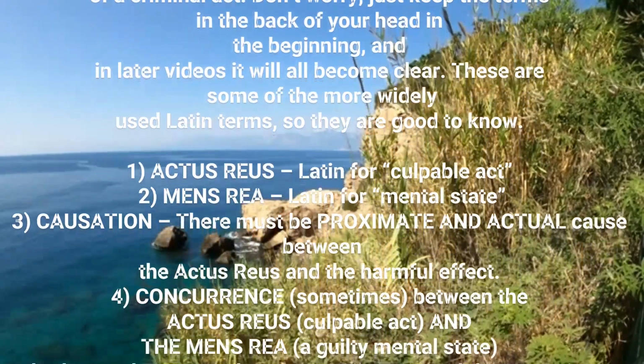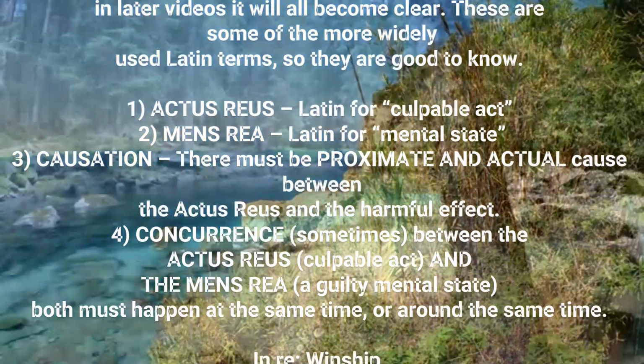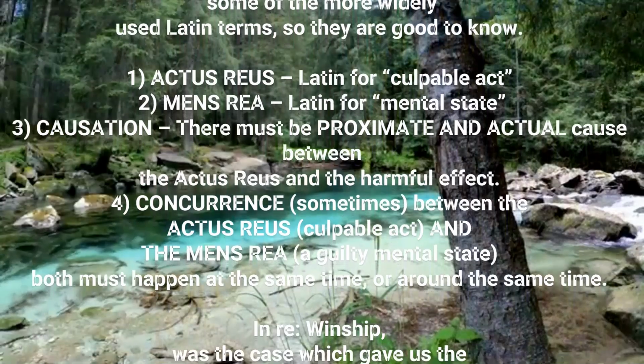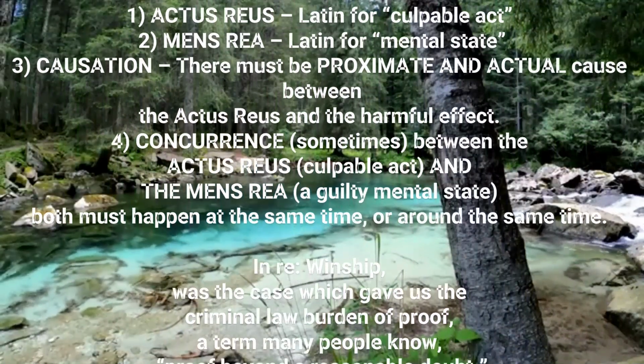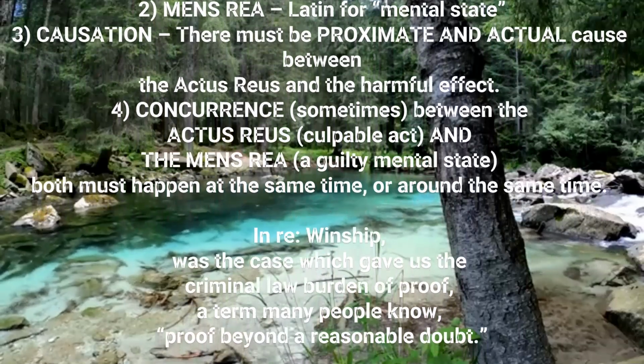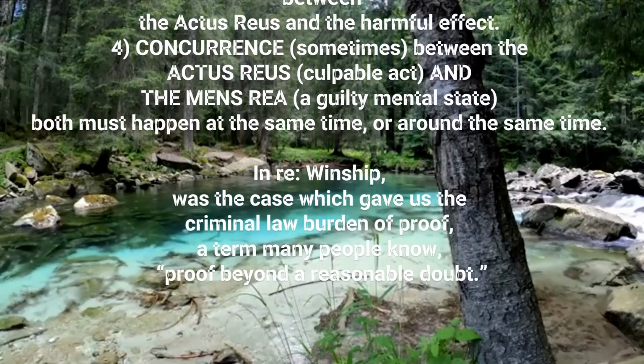3. Causation, there must be proximate and actual cause between the actus reus and the harmful effect. 4. Concurrence between the actus reus, culpable act, and the mens rea, a guilty mental state, both must happen at the same time or around the same time.